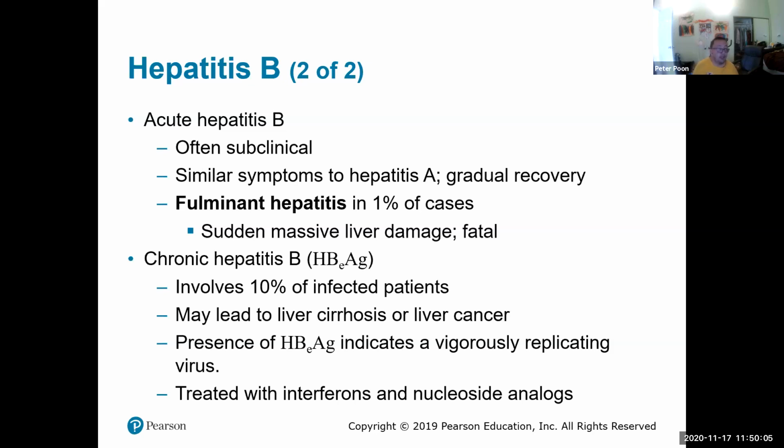You can get chronic Hep B. Chronic Hep B can lead to liver cirrhosis or liver cancer, because again, the chronic hepatitis can lead to cells growing. Cells growing can always lead to cancer.